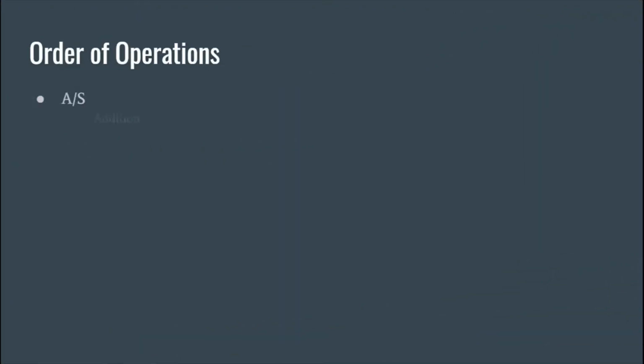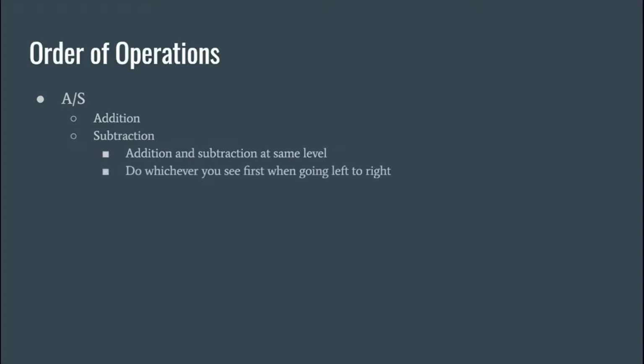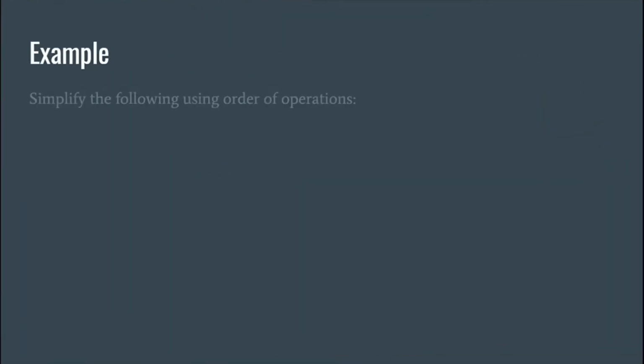And finally we have A and S, so this is our addition and subtraction. Again, addition and subtraction are both at the same level, so you do whichever one you see first going left to right. It's not that A is first, so I gotta do addition first and then subtraction. You can do them at the same time. So let's take a look at an example.